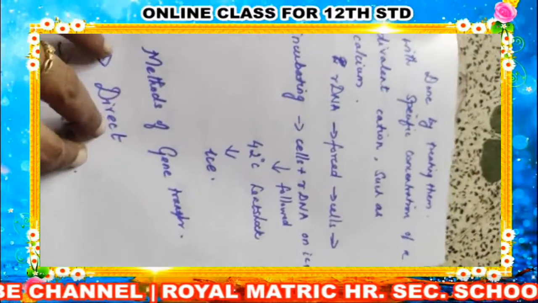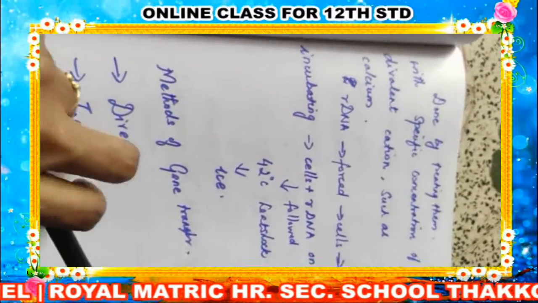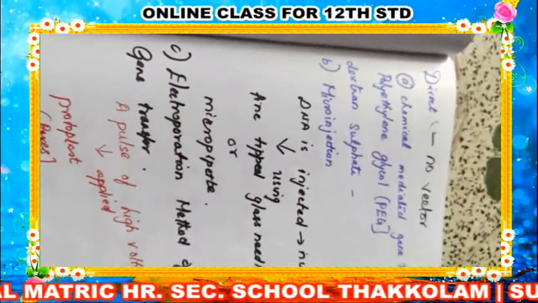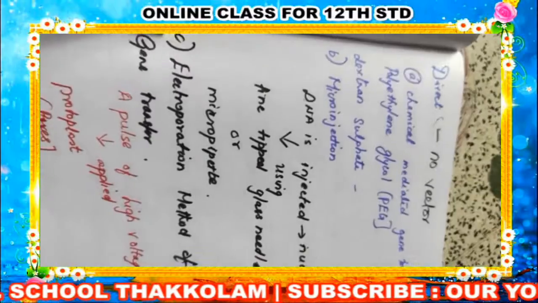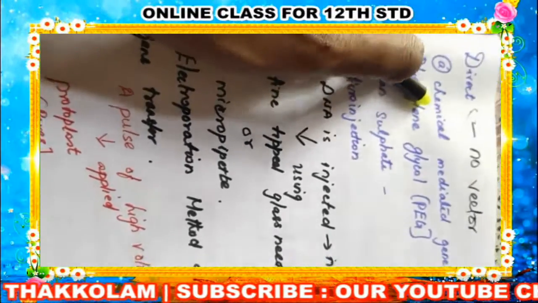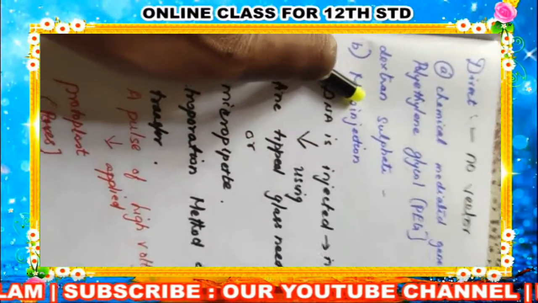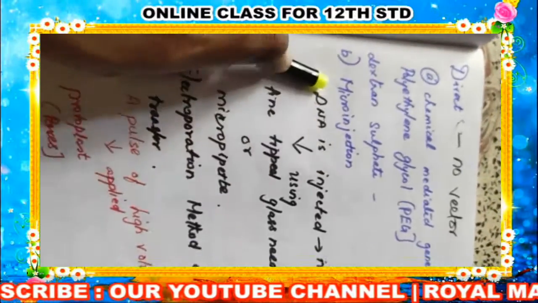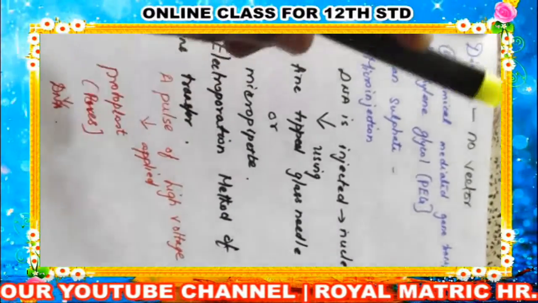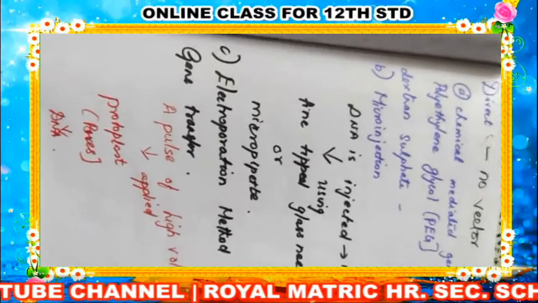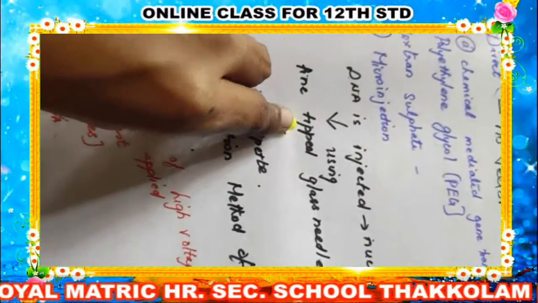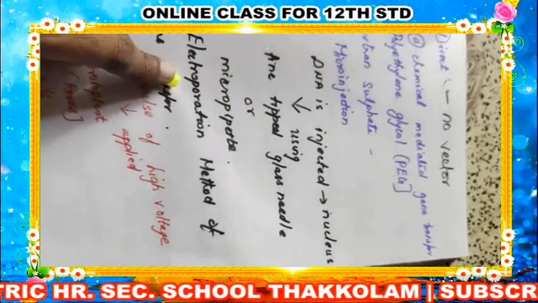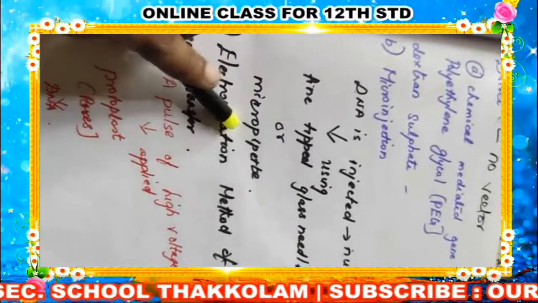There are different methods of gene transfer. One is the direct method and the other is the indirect method. In the direct method, no vector is used. There are different types of direct method. One is chemical, where the chemicals used are polyethylene glycol and dextran sulfate. Microinjection is a different method. Here, the DNA is injected directly into the cell with the help of a fine tipped glass needle or micropipette.